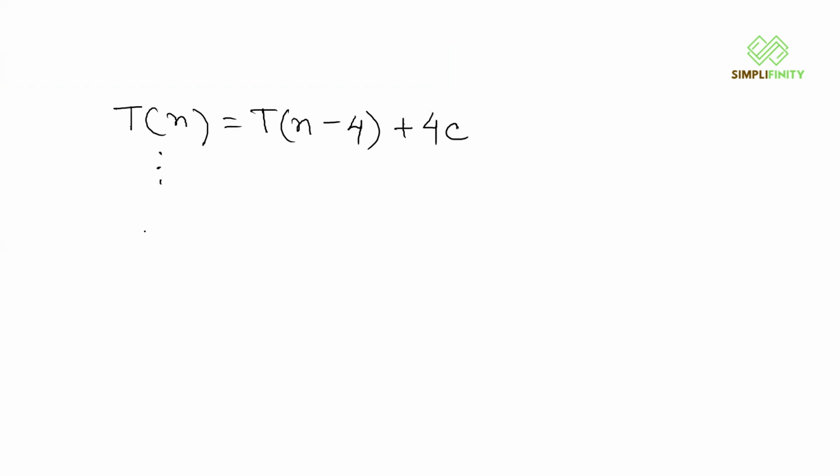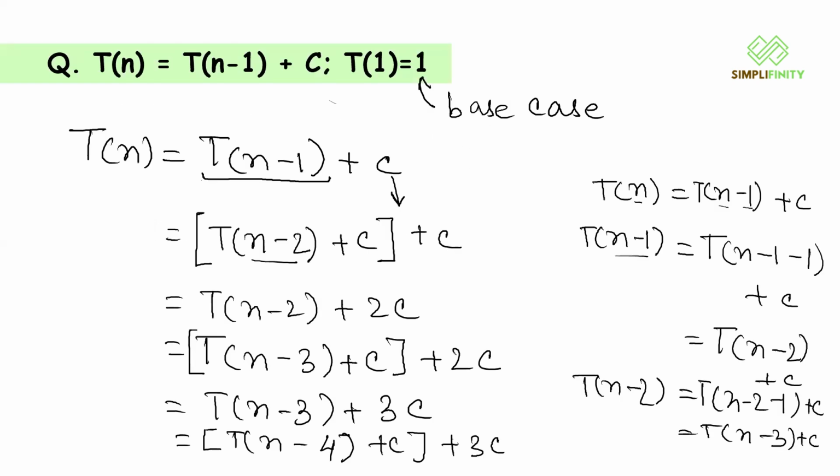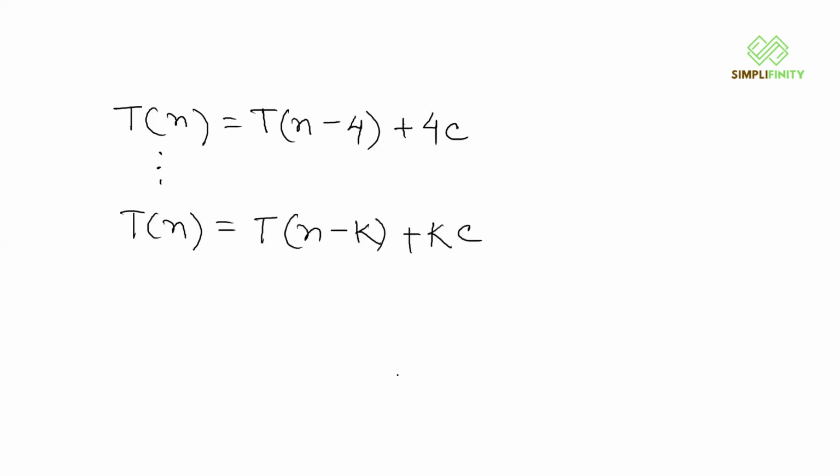Now if we continue the process, we will get a general equation. Let us substitute the constants with something called K. Because if we see over here, when it was n minus 1, we had C multiplied by 1. When it was n minus 2, we had 2C. When it was n minus 3, we had 3C. And for 4 also it goes, when we had n minus 4, we had 4C. So if we have n minus k, we will have kC.